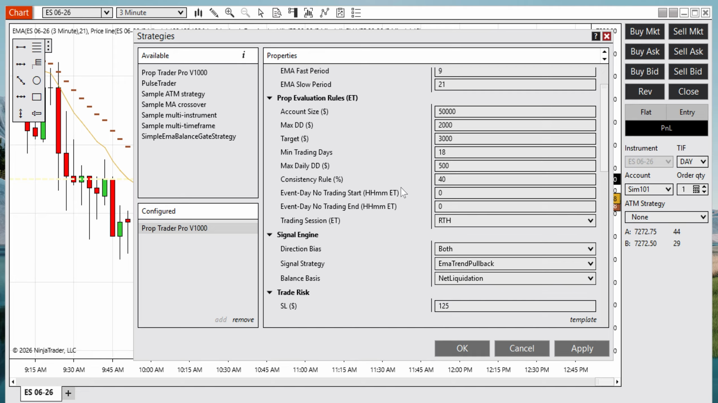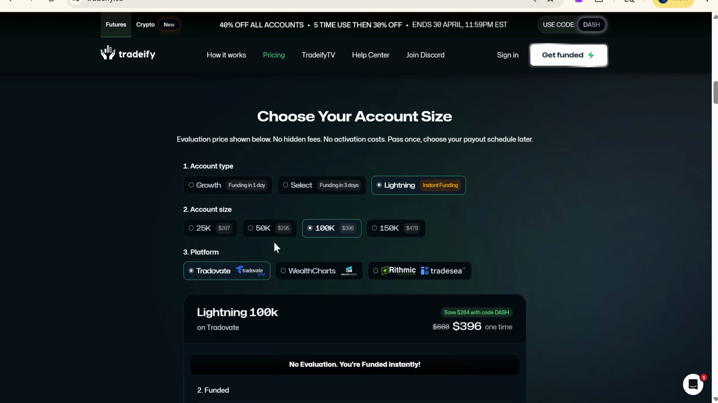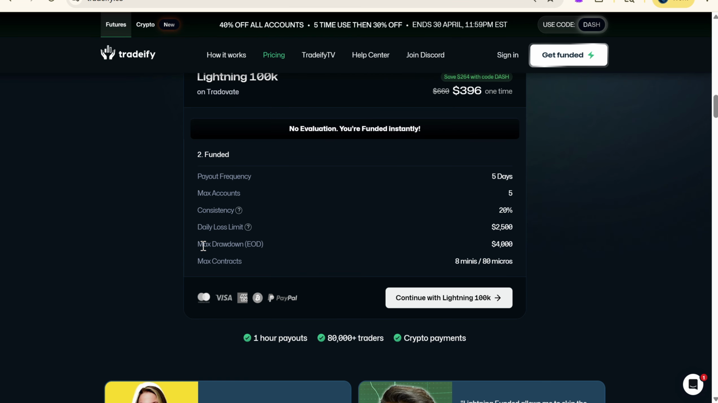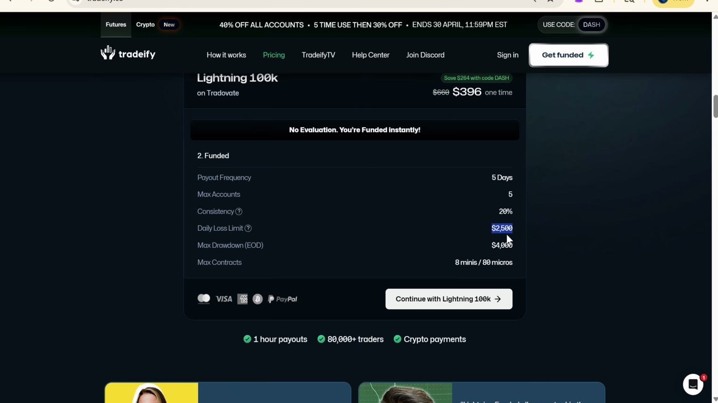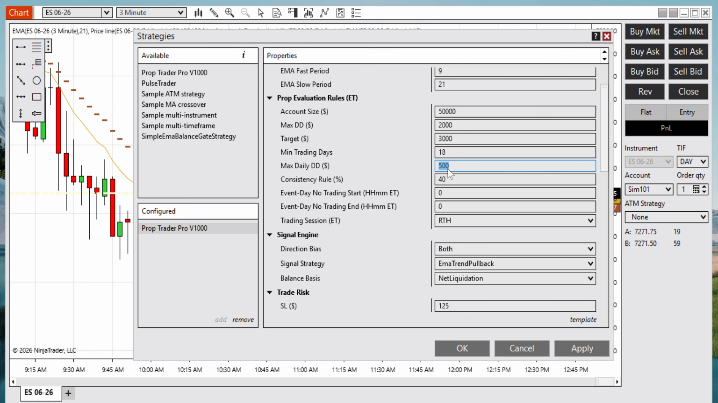So that's the life cycle of your prop trade. Okay, so this is the max daily. Some people have max dailies, max daily drawdown. See, that drawdown limit is $2,500. If you go deeper than this, they'll kill the account. So this is that max daily, be within. And then this also could be the consistency rule.